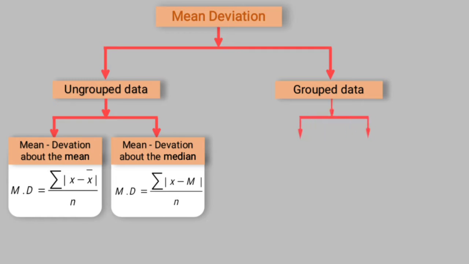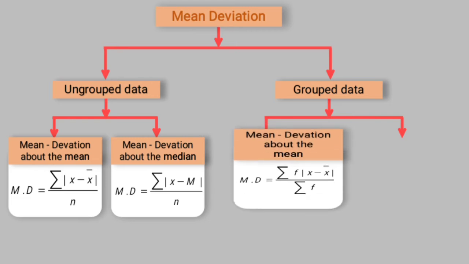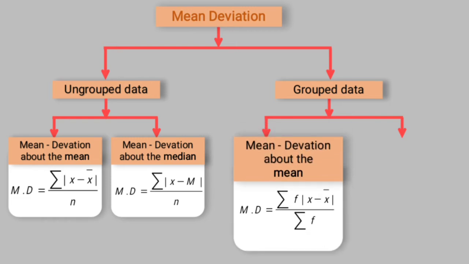And for grouped data, here also we have two things. As we know, for grouped data we use sigma fx by sigma f. The same formula, but with a small change. Mean deviation is equal to sigma f, modulus of x minus x bar, whole divided by sigma f.